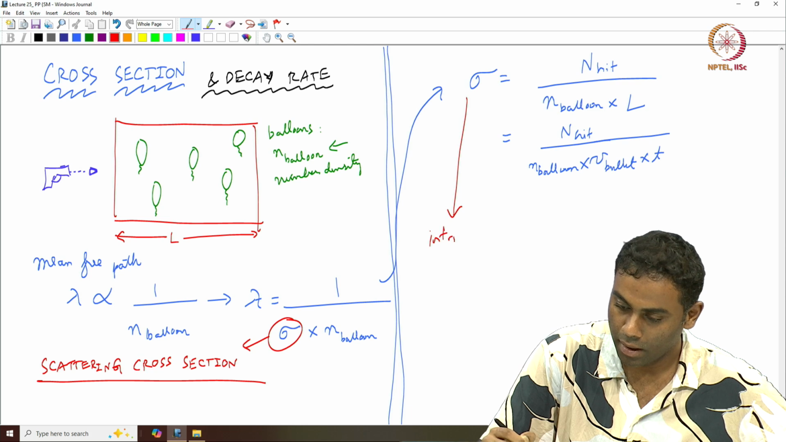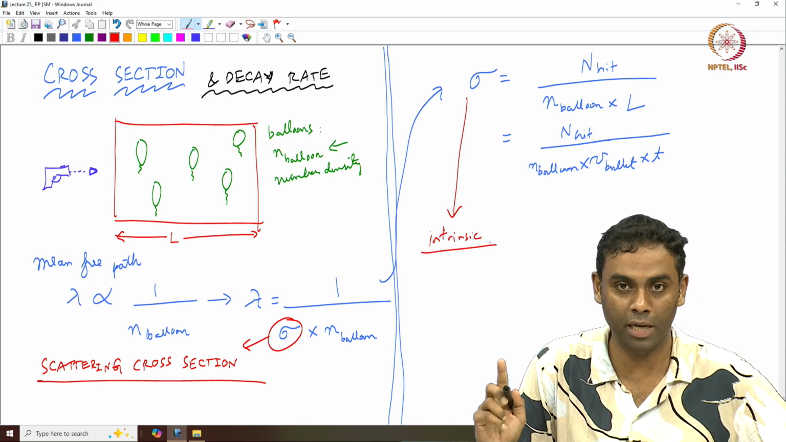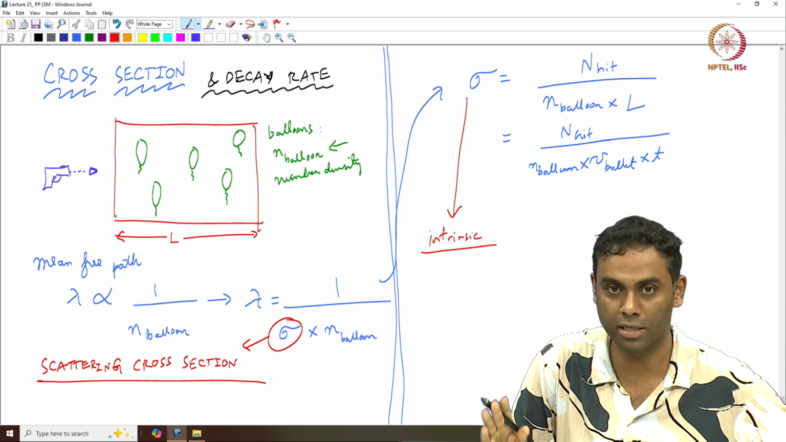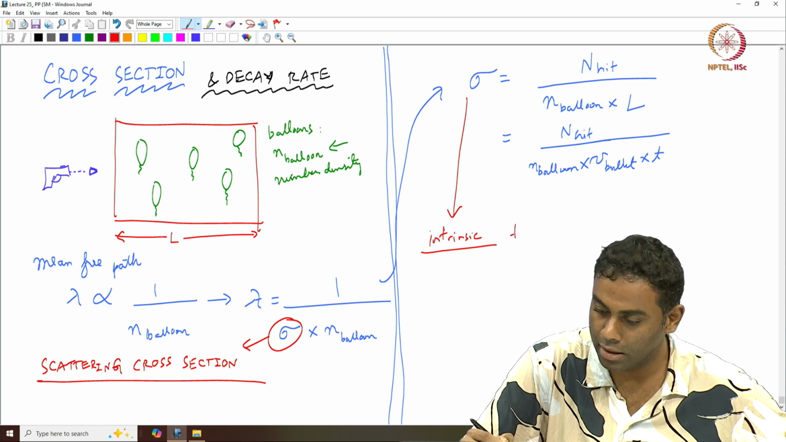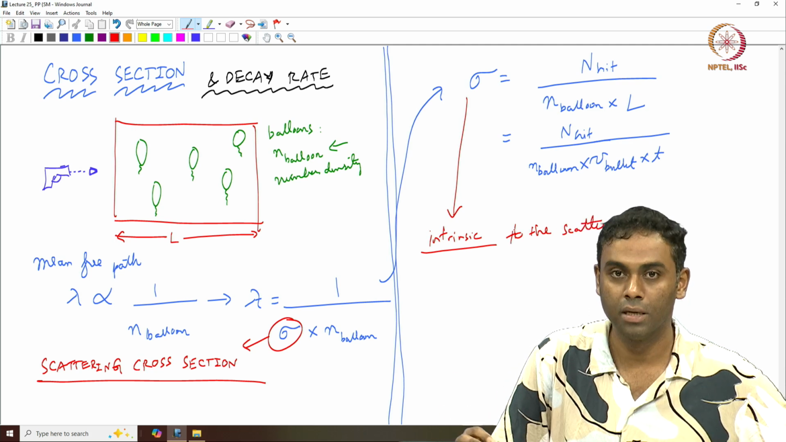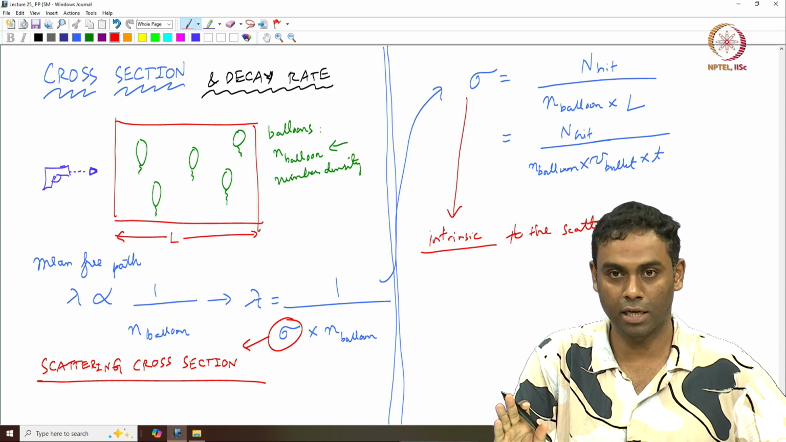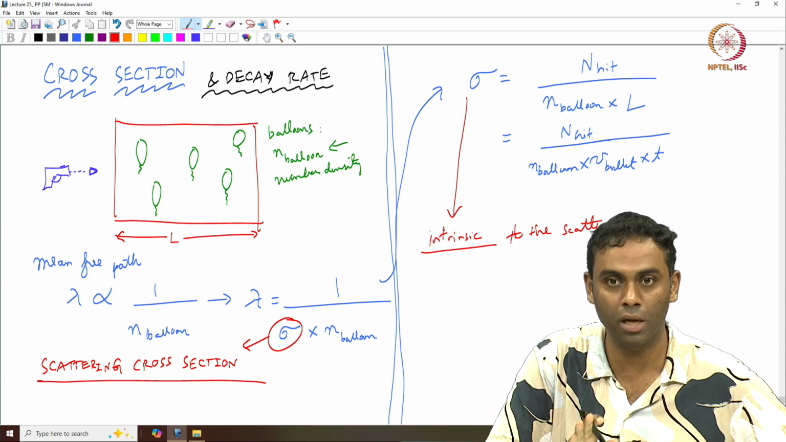So in all this, what I'm implying is that the cross section is intrinsic. This is not the thermodynamic intrinsic. Okay, I'm using this as an English term here. It is intrinsic to the scatterers. That is, this was not in your hands actually. This depended completely on the properties of the balloon and the bullet.